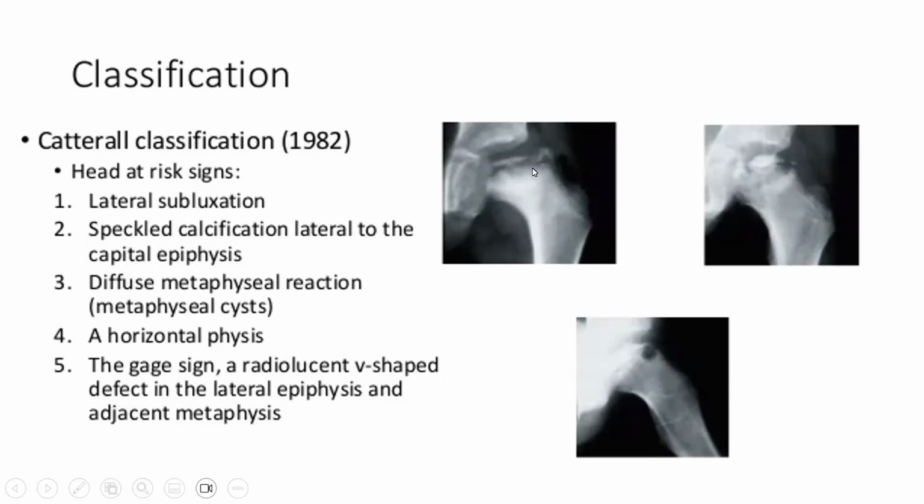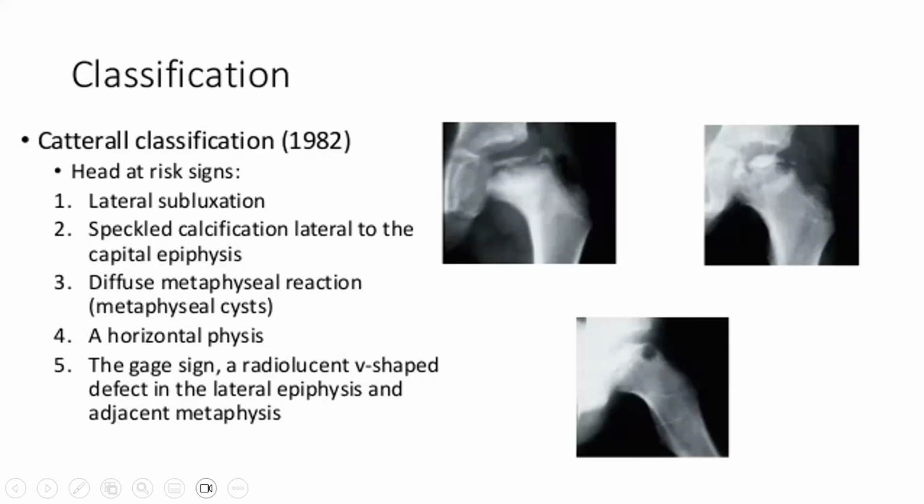We know that normally the physis is oblique or nearly towards the vertical aspect. When it becomes horizontal, the prognosis is bad. And if you look at the neck and compare it to the opposite side, you see that you have a widened neck.